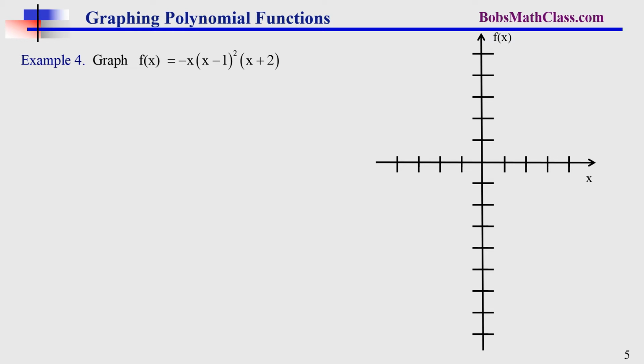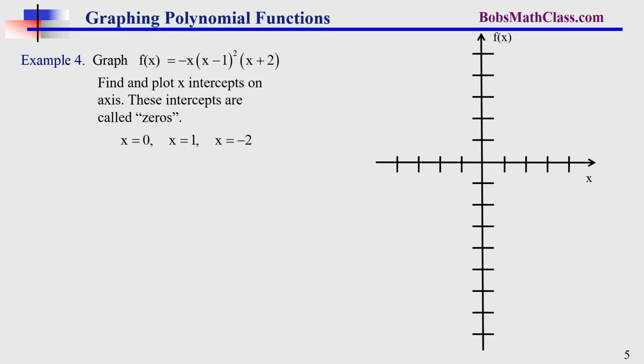So let's set each of these equal to 0, and we get our intercepts. By the way, they're also called zeros. So if you see that terminology by your teacher or in another YouTube video or in a book, these intercepts are also called zeros. For the x that's in front, that would be 0, because if you set negative x equal to 0 and divide by -1 on both sides, you'll just get 0. For the x-1, that will be +1. And the x plus 2 will be -2.